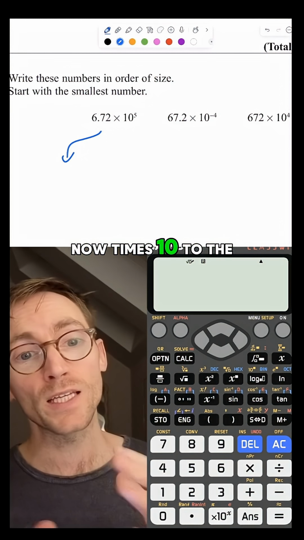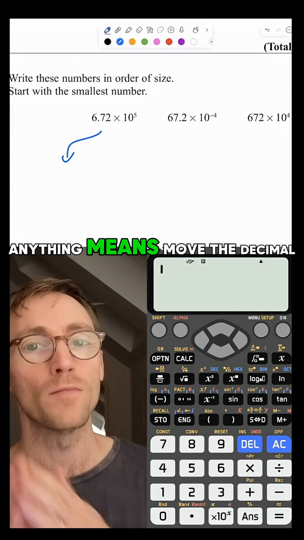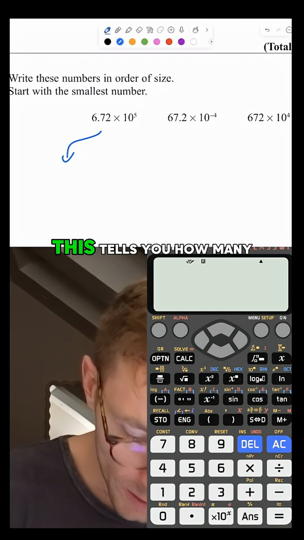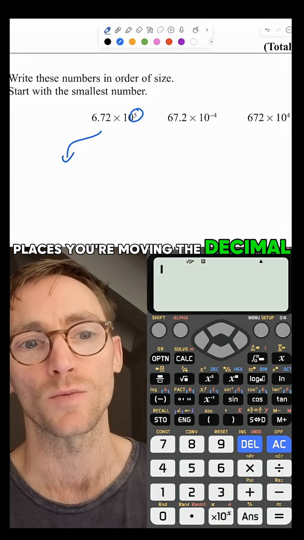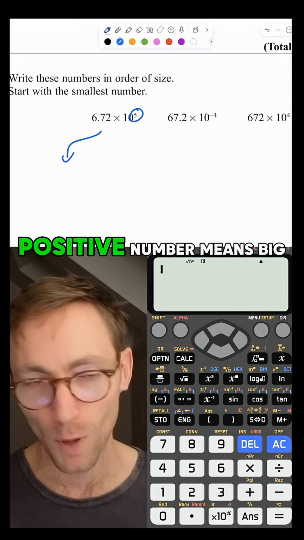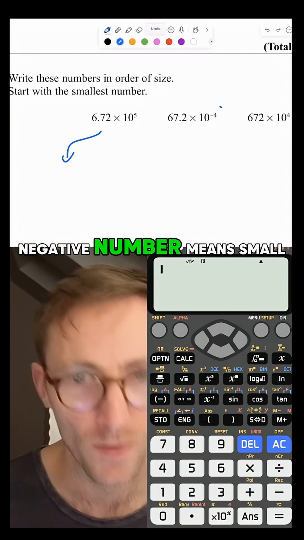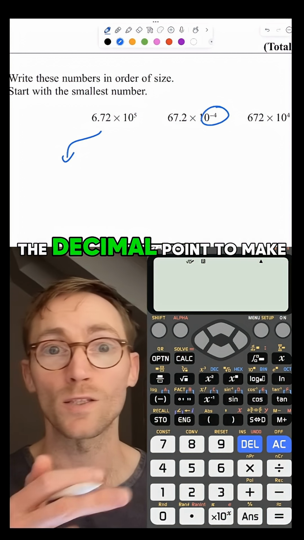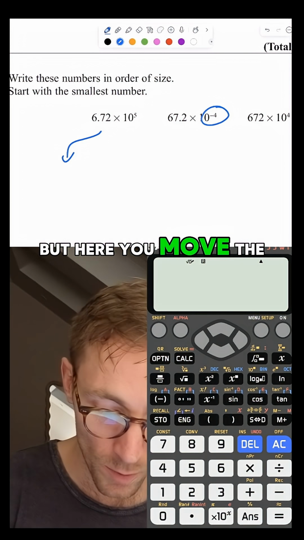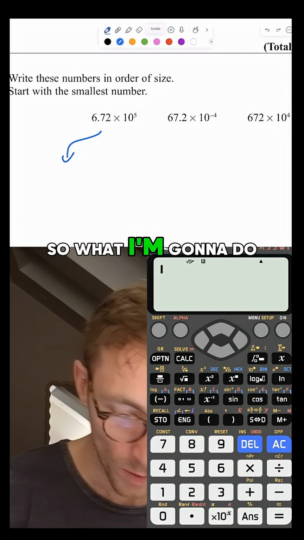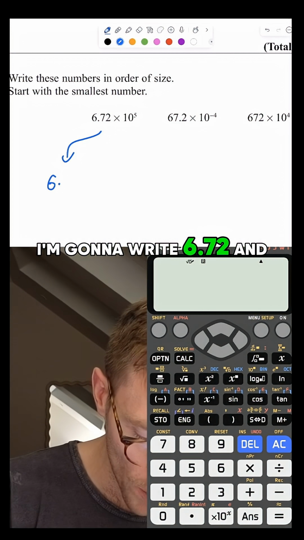Now, times 10 to the anything means move the decimal point, okay? This tells you how many places you're moving the decimal point. And a positive number means big, a negative number means small. As in, you move the decimal point to make it smaller, but here you move the decimal point to make it bigger.